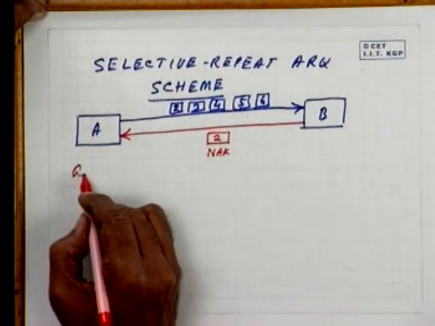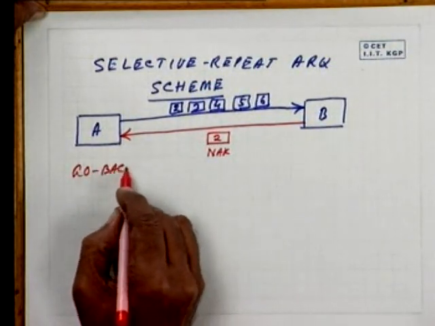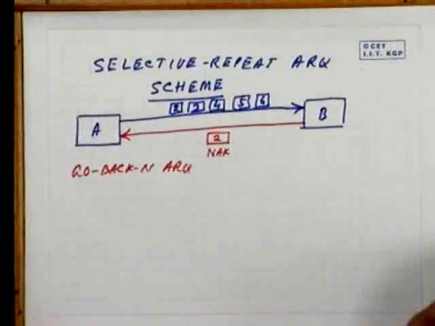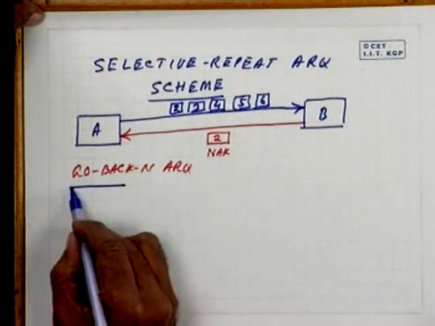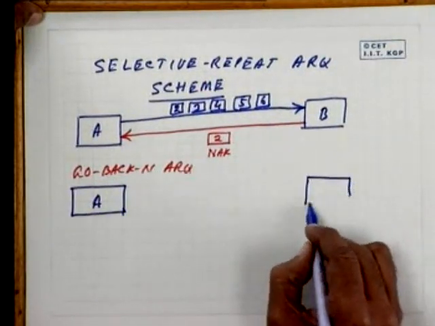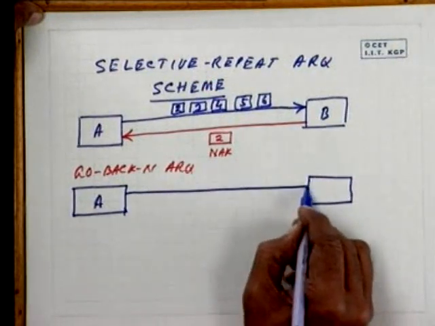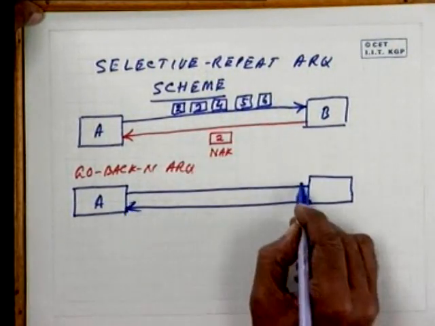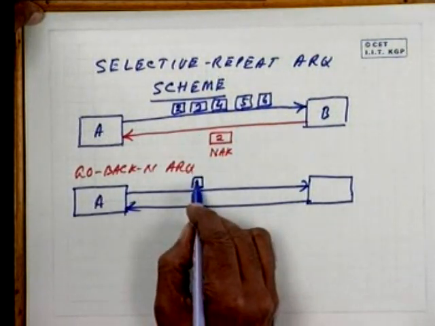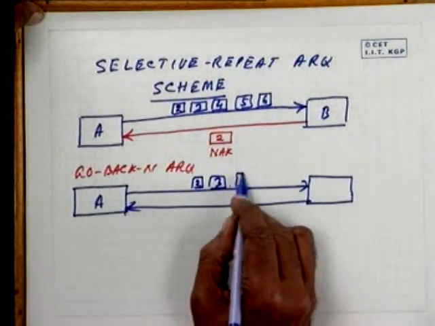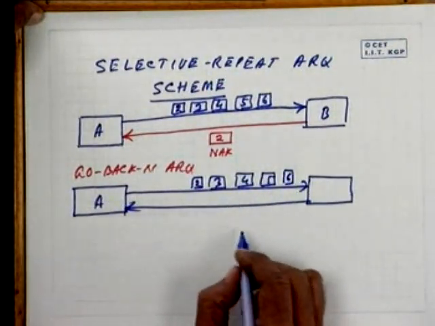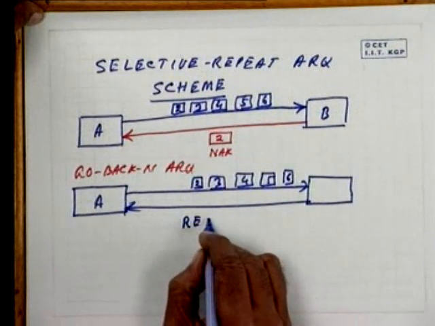In case of go back N ARQ, the transmitter will be sending, since 2 is in error, 2, 3, 4, 5 and 6. All the frames are retransmitted. So these are the retransmissions.